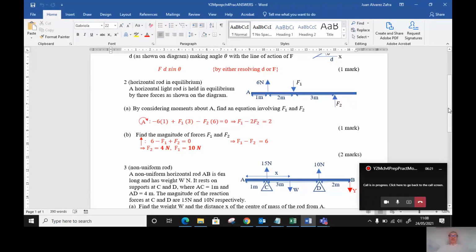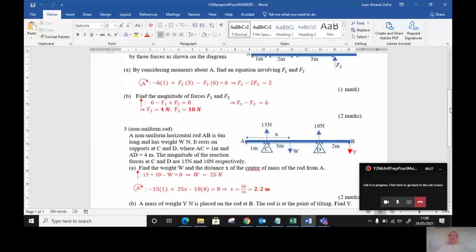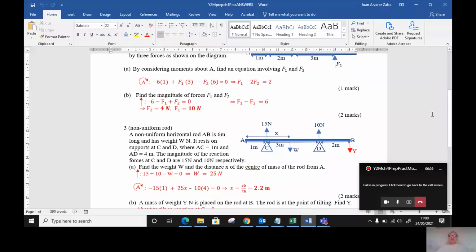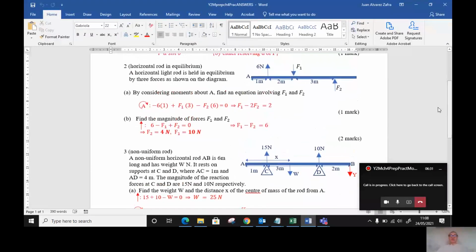And now for part B, we're asked to find the magnitude of forces F1 and F2. Well, if we additionally resolve the forces vertically, there's no point in doing horizontally because there are no horizontal forces, we get that vertically upwards we have 6 minus F1 plus F2, and because it's in equilibrium, the resultant must be 0. So that means F1 minus F2 equals 6.